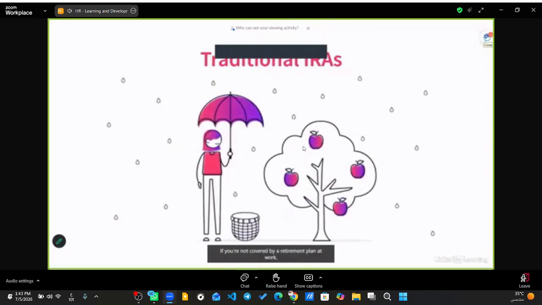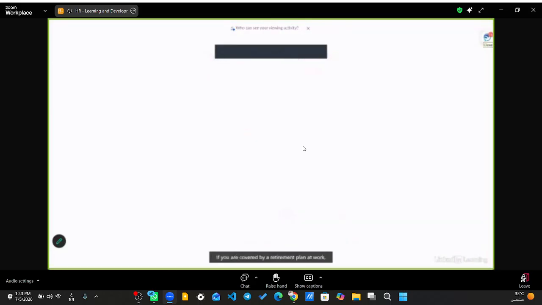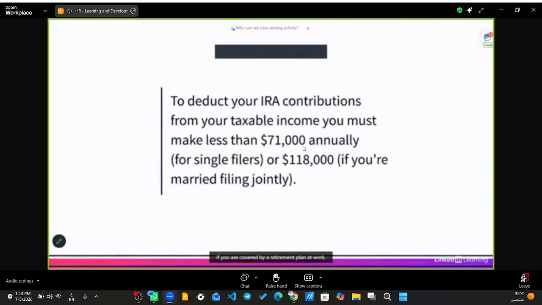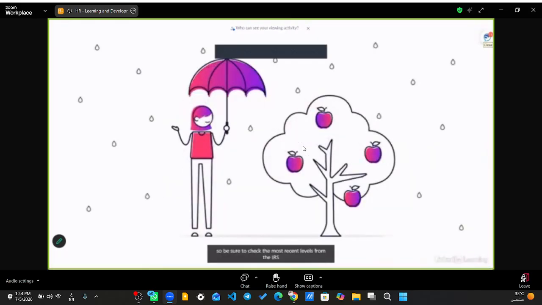If you're not covered by a retirement plan at work, you get the full tax deduction no matter what your income is, unless you file jointly with a spouse who has a retirement plan at work. If you are covered by a retirement plan at work, to deduct your IRA contributions from your taxable income, you must make less than $71,000 annually for single filers or $118,000 for married filing jointly. These figures change over time, so be sure to check the most recent levels from the IRS when you're applying this to your own personal circumstances.